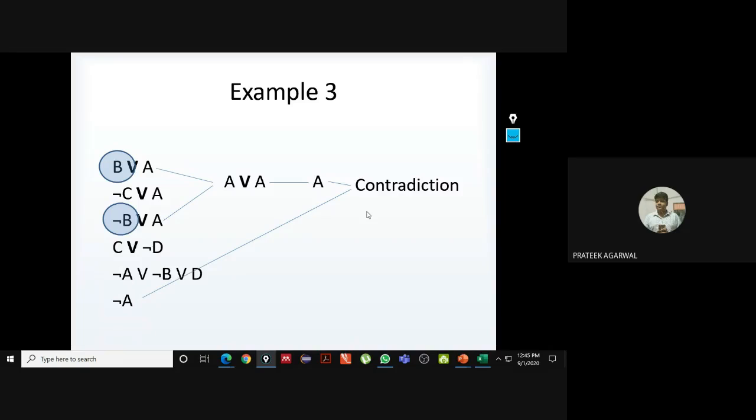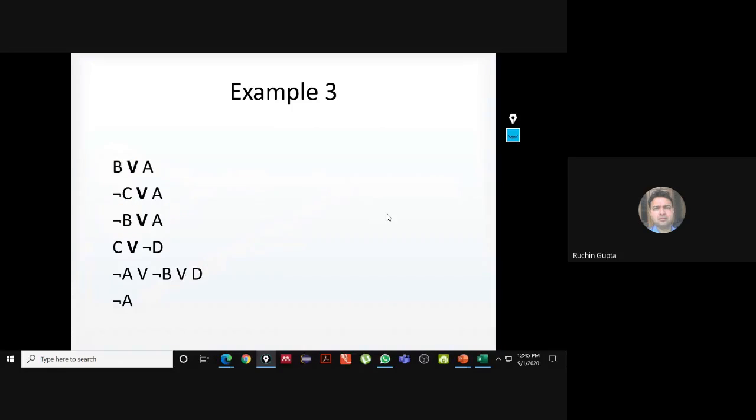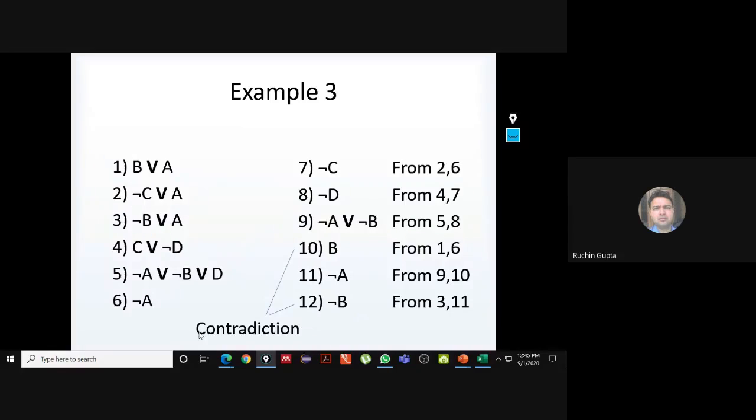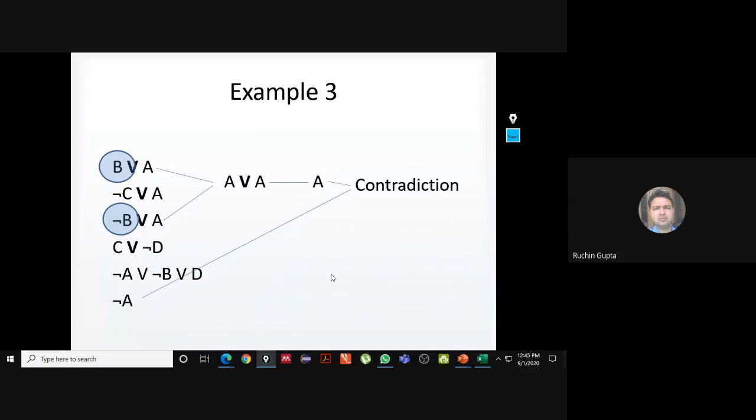Both are correct, it does not matter which path we take. In this first case, you see that you are getting the answer quickly. In the second case, you are getting the answer after a lot of computation. That is the only difference, but both are correct. In both the cases, you are getting a contradiction. So whenever you are getting a contradiction, you will stop the procedure. Got the point?